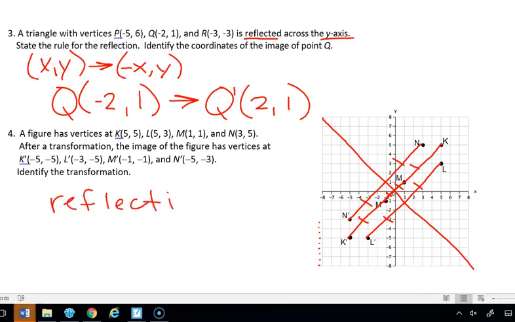Over the line y is equal to -x. And the rule for that is x comma y would become -y comma -x. And that's exactly what happened. They flipped and they became both negative.